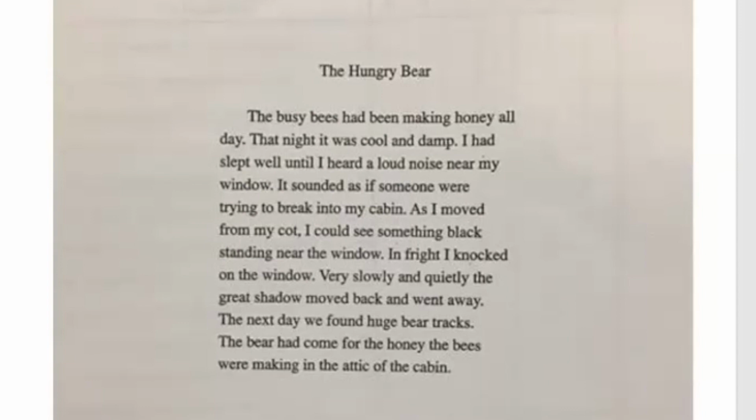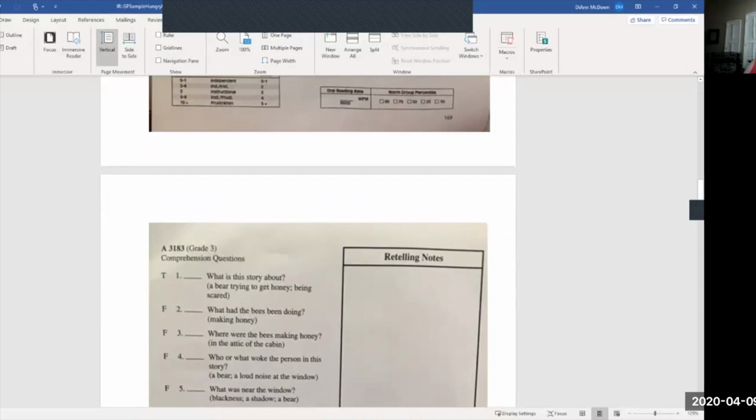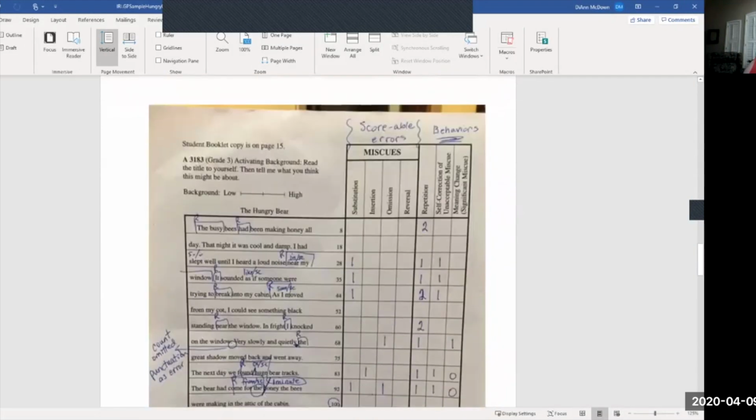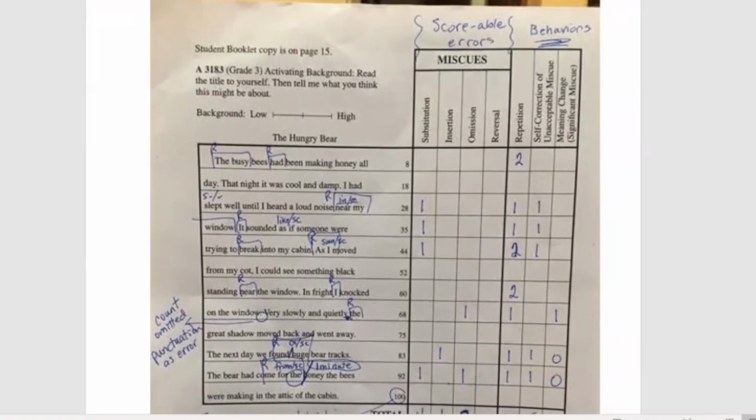First of all, I thought I would put the story back up on the screen for a minute so you have a chance to read through it. So now let's move down to my scoring. It seemed like, and you probably noticed the same thing, that there were lots and lots of scoreable errors. But when you start looking at it, there's actually a lot of self-correction going on also. So it's a little messy looking.